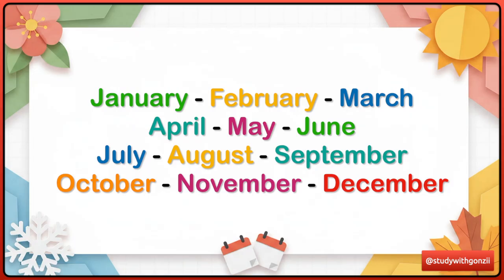All right, here are the 12 months of the year. Listen closely and try to repeat after me. January, February, March, April, May, June, July, August, September, October, November, December. Take a second to let those sink in. And hey, a quick pro tip. In English, we always capitalize the first letter of the month, no matter where it shows up in a sentence.